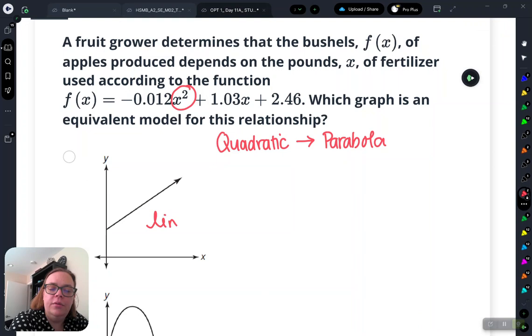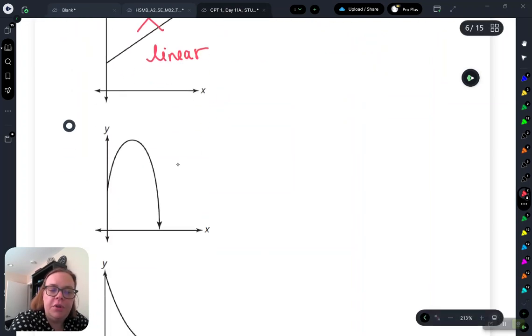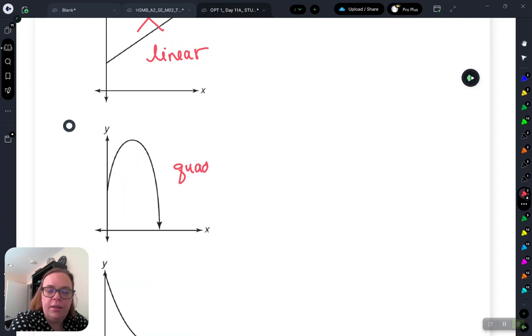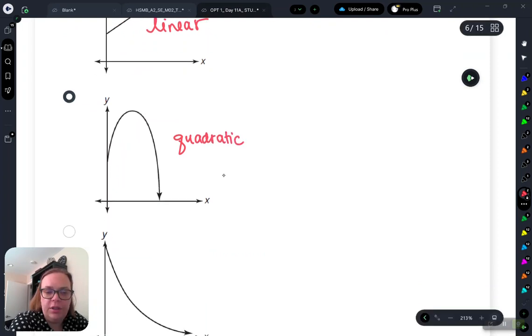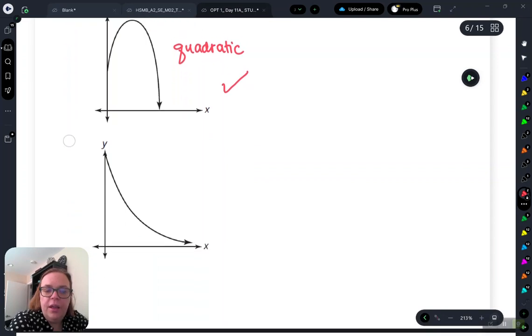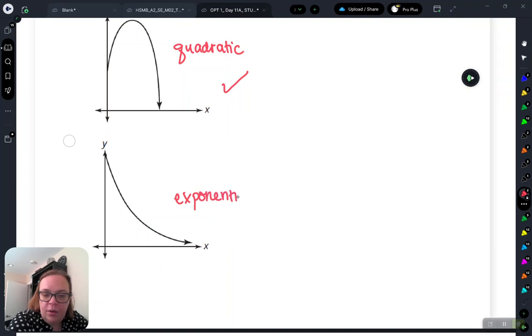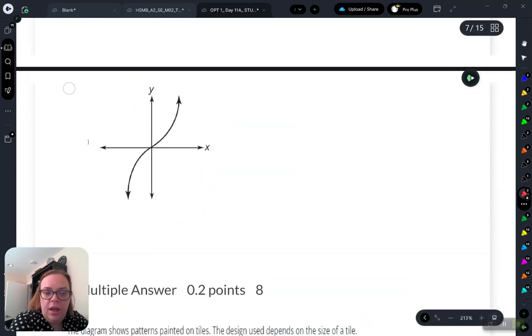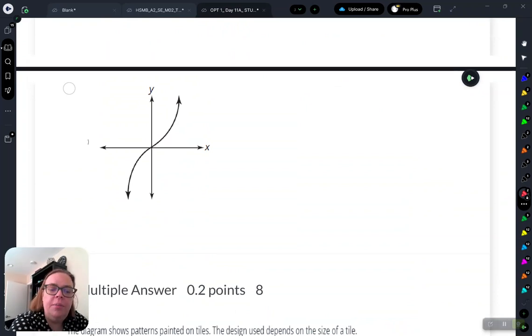This is a U-shaped graph. This is a quadratic. This is the answer. And it will open down because the a was negative. So this is our answer. This one appears to be exponential. So it flattens out. It goes dramatically down and then flattens out. That is exponential decay. And this one you'll learn is a polynomial function called a cubic function, where the degree is 3.